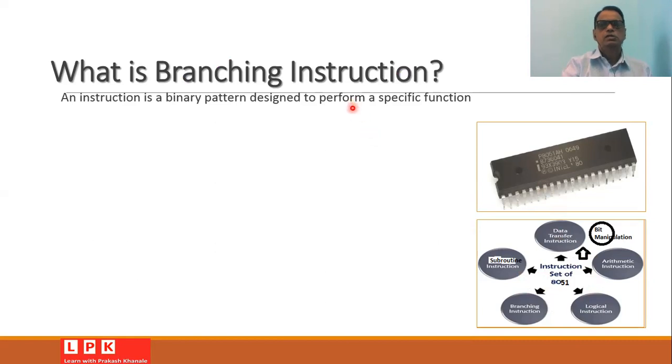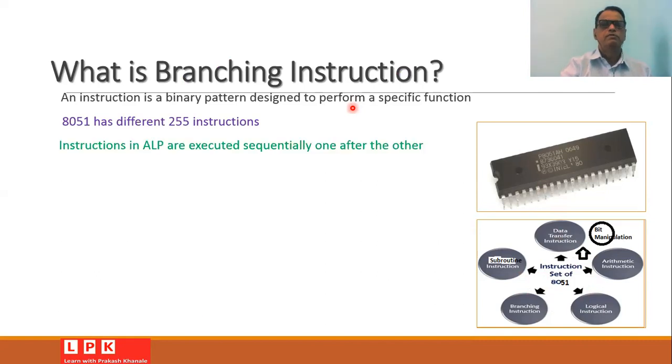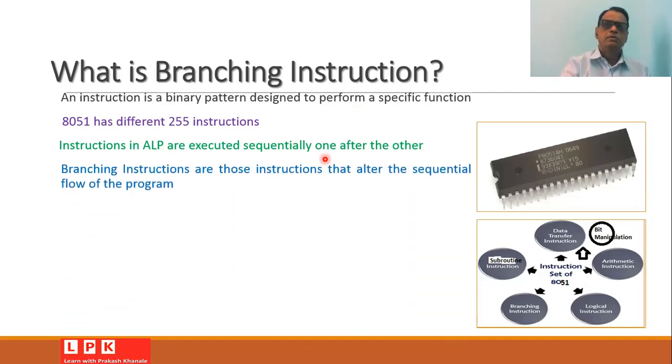We know that any instruction is a binary pattern, and this instruction is designed to perform a specific function. And we know that 8051 has many instructions. Now, whenever we write any assembly language program, it will consist of a sequence of instructions, and these instructions will be executed sequentially, one after the other. But many times, while writing the program, it is necessary for us to jump from one instruction to another instruction. And in that case, we can make use of branching instructions.